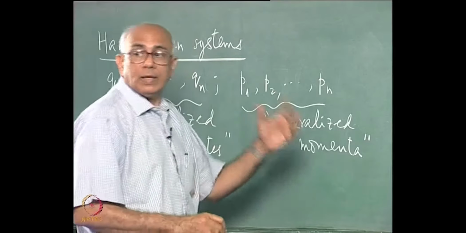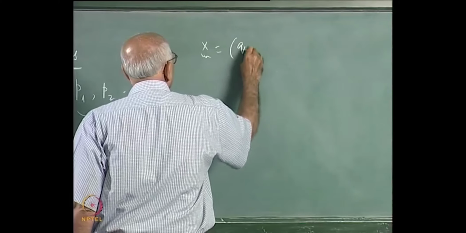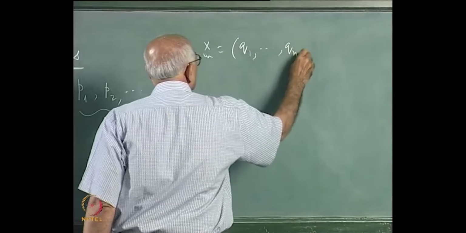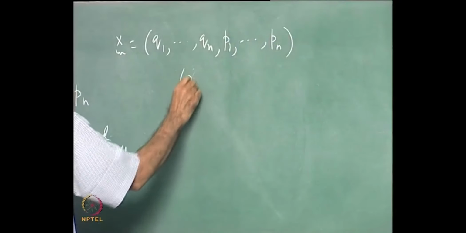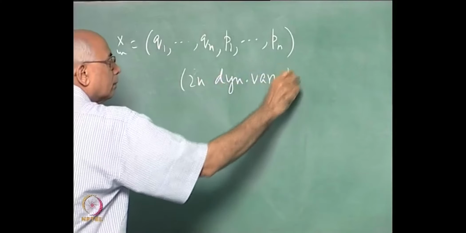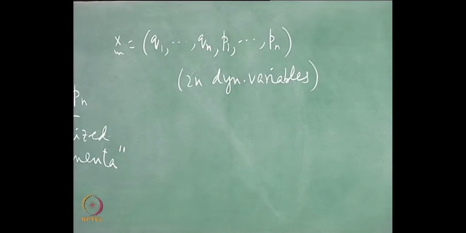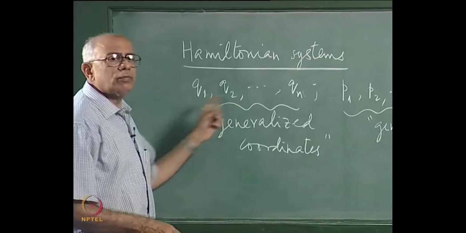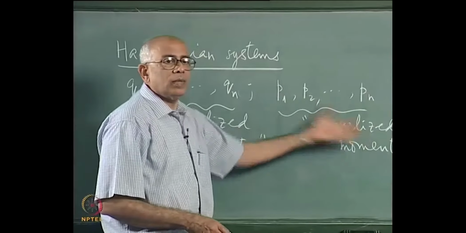Therefore, the full set of dynamical variables x is a set of 2n variables, q1 to qn, p1 to pn, 2n dynamical variables. The phase space of a Hamiltonian system is always even dimensional. It is conventional to call the q's, the generalized coordinates, degrees of freedom. So this system has n degrees of freedom and it has 2n dynamical variables.